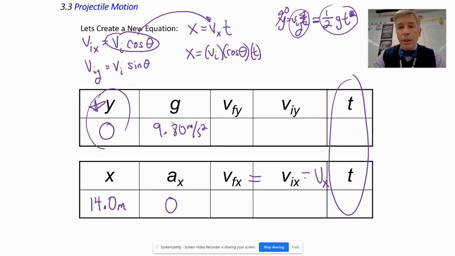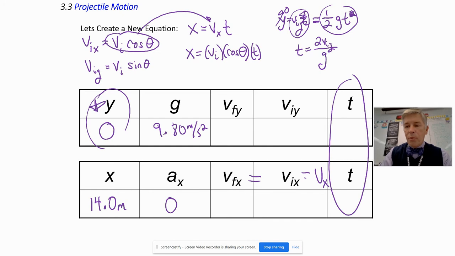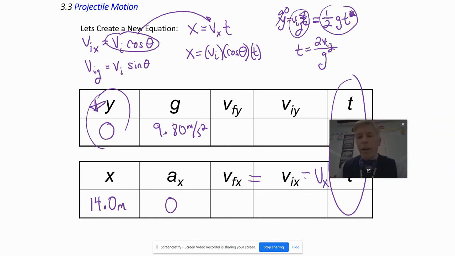But I'm going to do a couple little things. I'm going to actually solve this for time. So I did this before. Time would equal, I would multiply by the 2, so I'd have 2 times my VIY all over g. So this is a great way to kind of find it. I'm then now going to substitute this in. So this is what VIY is.